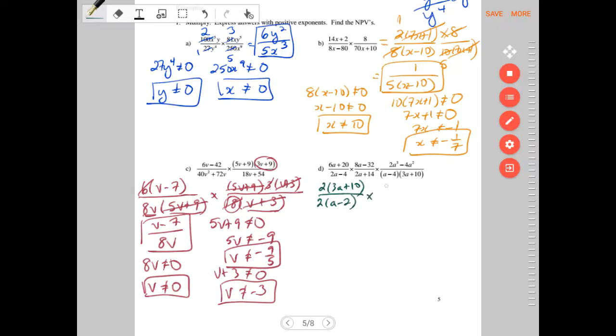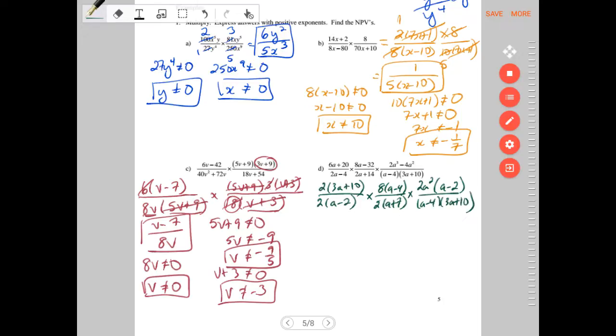Times, I can factor out an 8. So that becomes a minus 4. And I can factor out a 2. That becomes a plus 7. Times, I can factor out a 2a squared. And I'm left with a minus 2. And I have, that's already factored.